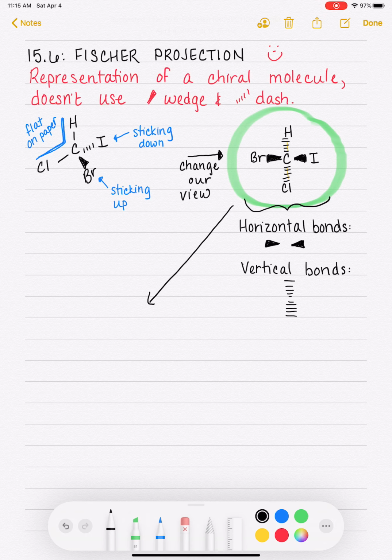Once we get it in this particular perspective or this particular position, we convert it into a Fischer projection. In the Fischer projection, we just use only straight line bonds, put the atoms in their correct spots, up or down or left or right. The carbon, the chiral carbon, is assumed to be at the center. We don't write it with a C. The chiral carbon is in the middle.